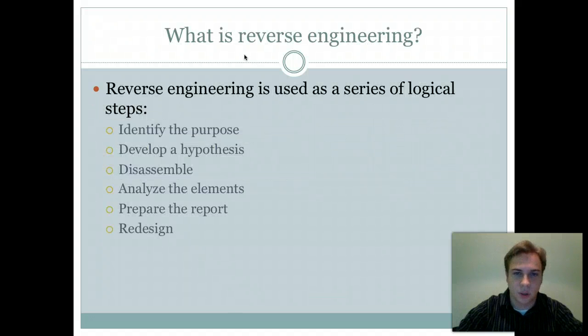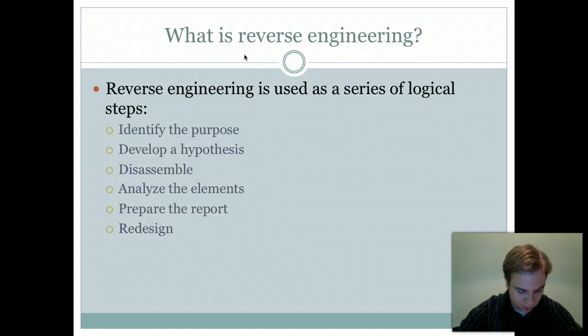What is reverse engineering? Reverse engineering is used as a series of logical steps. First, identify the purpose, develop a hypothesis, disassemble, analyze the elements, prepare the report, and redesign. Your book has this to add as far as the purpose of why you would want to reverse engineer something. In simple terms, why complete the reverse engineering process?